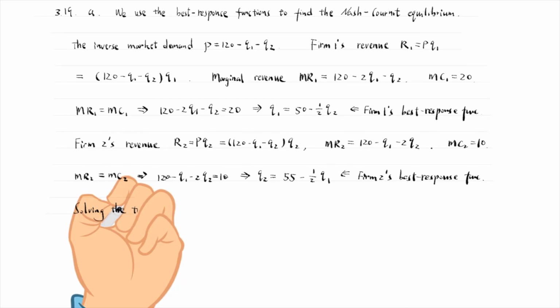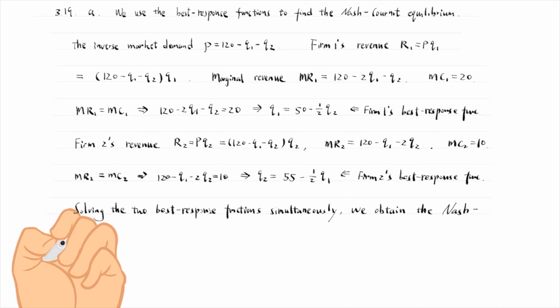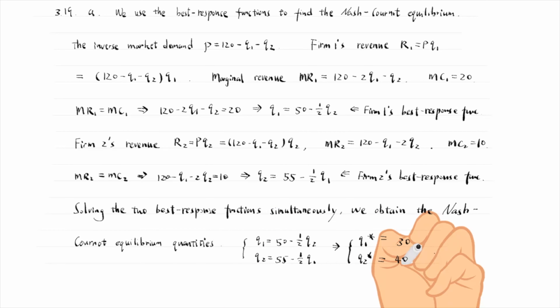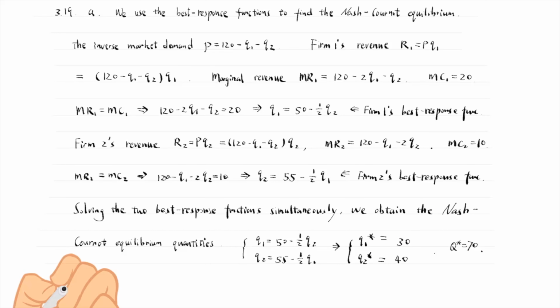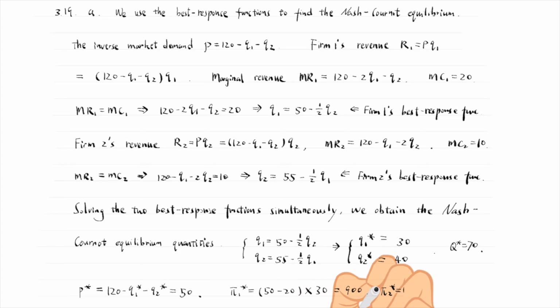Solving the two best response functions simultaneously, we obtain the Nash-Cournot equilibrium quantities. Firm 1 produces 30 units, and Firm 2 produces 40 units. The firm with lower marginal cost produces more units. The market output is 70. Substituting quantities into the inverse demand function gives the Nash-Cournot equilibrium price, 50. Firm 1's profit is 900 and Firm 2's profit is 1600.